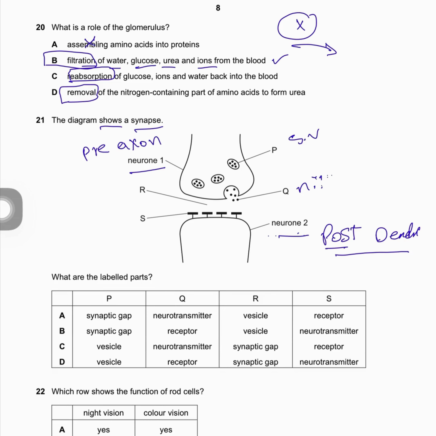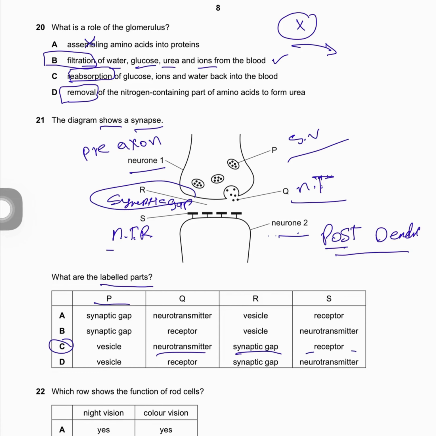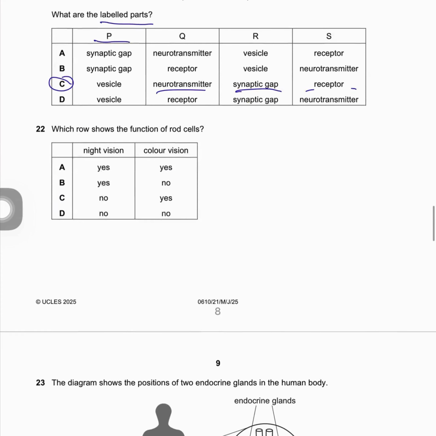P is synaptic vesicle, which contains neurotransmitters. As you can see here, Q is the neurotransmitter. S, neurotransmitter receptor. So which parts are labeled correctly? So P is, and R is synaptic gap. So what's your answer? Yes, it's C. P is synaptic vesicle, Q is the neurotransmitter, R is synaptic gap, and S is the neurotransmitter receptor.